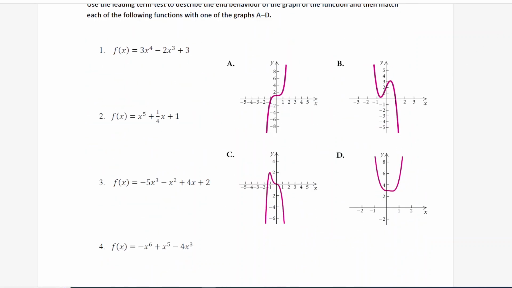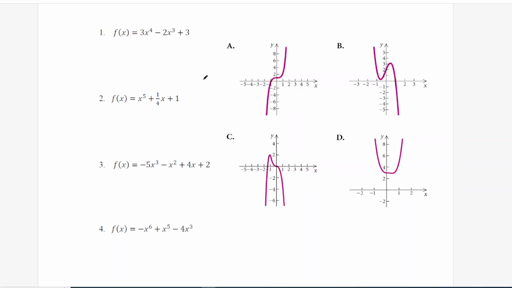We could also look at a collection of graphs and determine which equation they would match to just solely based on their end behavior. So for example, if I look at this first polynomial function, this is an even degree with a positive leading coefficient, which means that it should start in quadrant 2 and end in quadrant 1. I'm thinking of y equals x squared. And the only graph that does that is D. So this number 1 function would correspond to graph D.